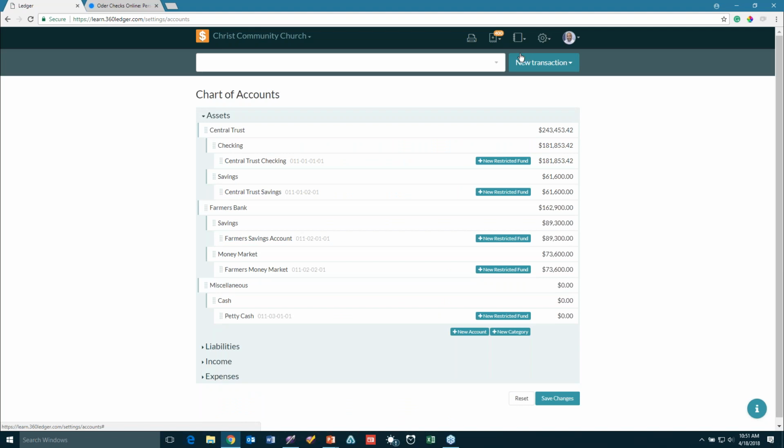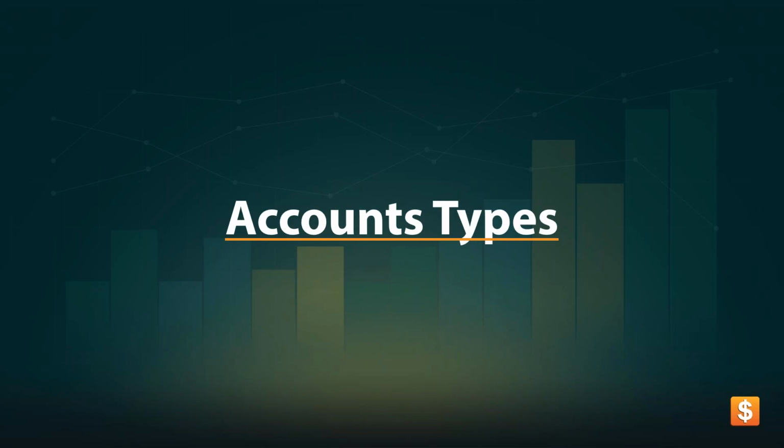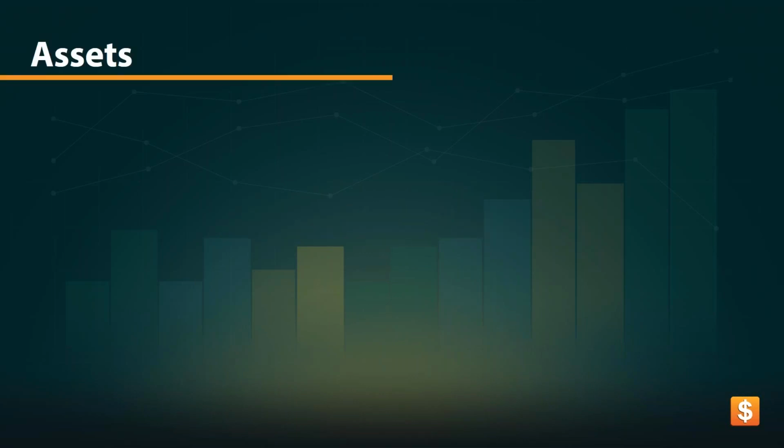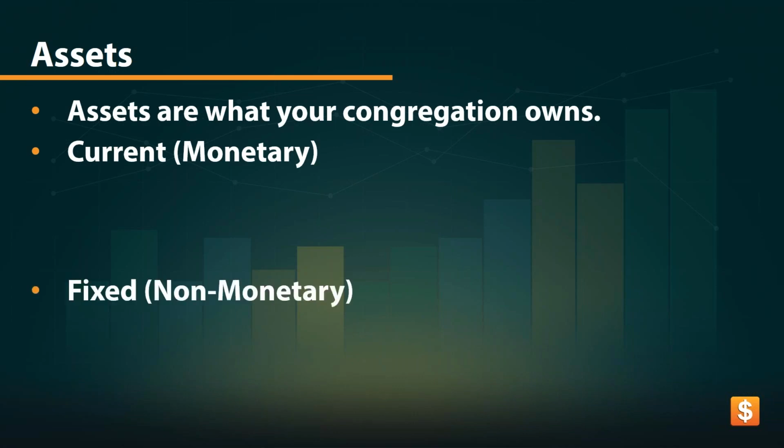So let's switch back to our PowerPoint presentation here, and we are going to go to our account type slide. There we go. Okay, and the first account type that we want to talk about is assets. I basically say, hey, assets are what the congregation owns. There's going to be two types of assets. So there's current assets, monetary, and then there's fixed assets, which are non-monetary. So basically, there's two types of assets.